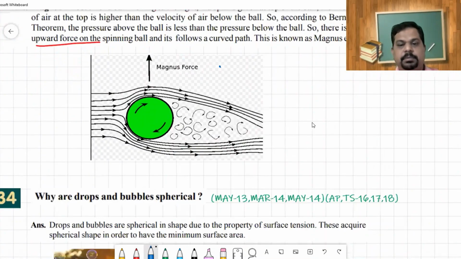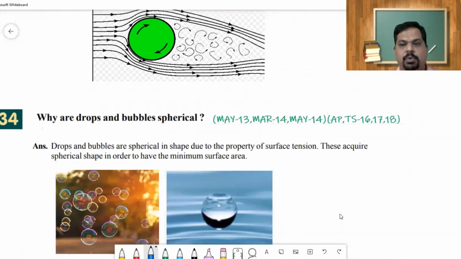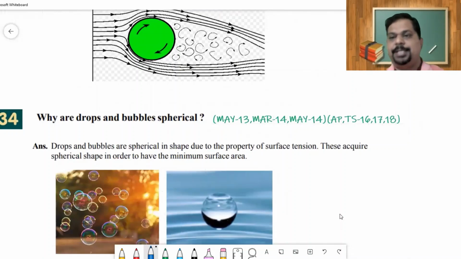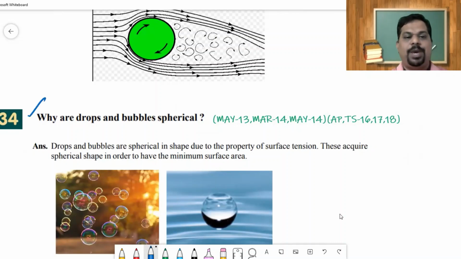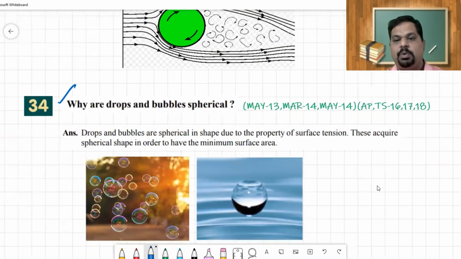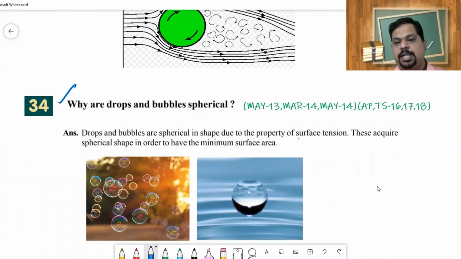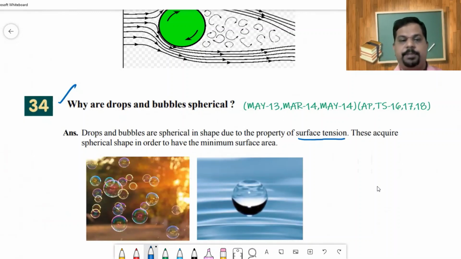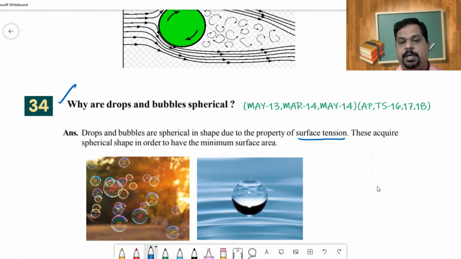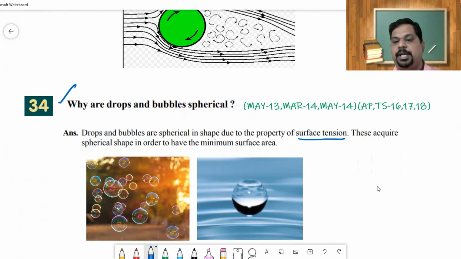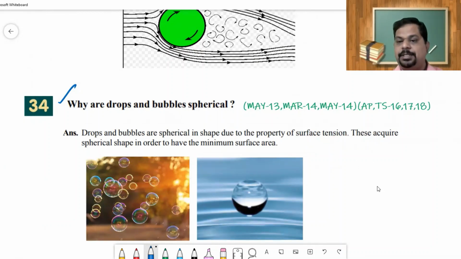So that's it. Now let's move on to the next question, a most repeated question in the exam. See, it was given in May 13, 14 and 16, 17, 18, almost every year it is coming. So why are drops and bubbles spherical? One important word you need to understand is surface tension. That is the first important point. So drops and bubbles are spherical in shape due to the property of surface tension. So because of surface tension, these acquire spherical shape in order to have minimum surface area. So before that, you can add one sentence here.